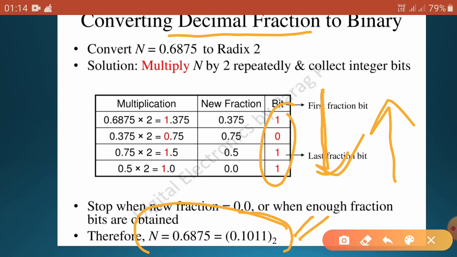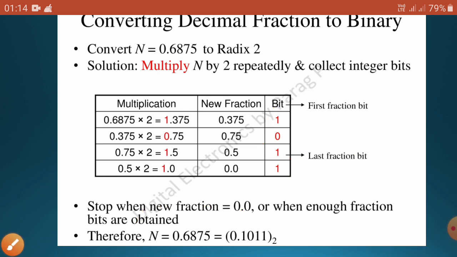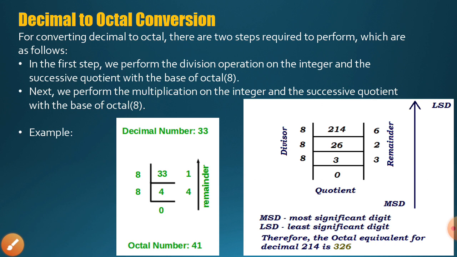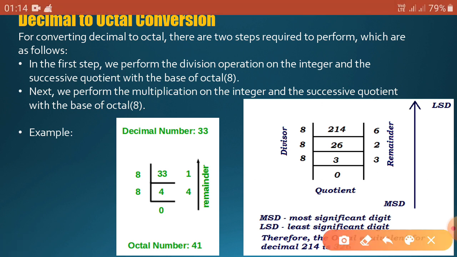Okay, go to the next slide. Now it is decimal to octal number system. For converting decimal to octal, two steps are required. One is to perform division operations on the integer and successive quotients with the base of octal, and the next is to perform multiplication on the fraction with the base of octal, 8.